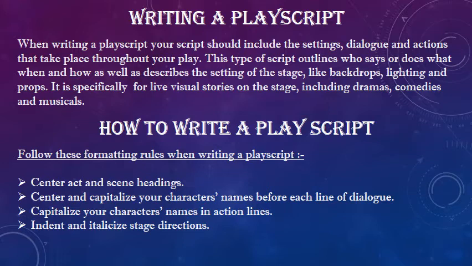Okay, children. So this type of script outlines who says or does what, when, and how, as well as describes the setting of the stage, like backdrops, lighting, and props. It is specifically for live visual stories on the stage, including dramas, comedies, and musicals. But now we have to be specifically precise about how to write a play script from the examination point of view. Okay, children. Follow these formatting rules when writing a play script.